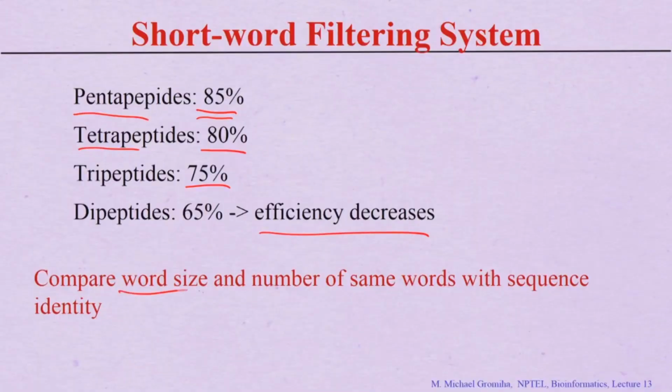So, there is a compared size and another one is the number of same words to identify the sequence identity. There are two conditions: one is the word size and the second is the number of same words, how many times the same words appear at different locations. So, how does CD-HIT work?